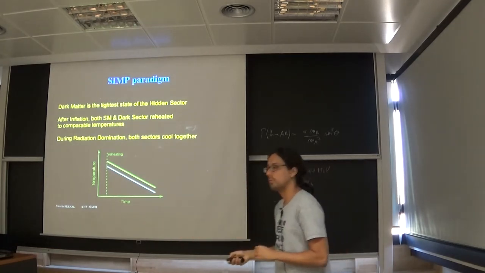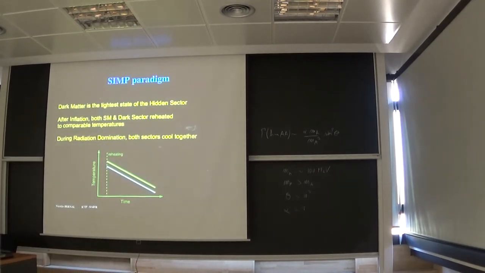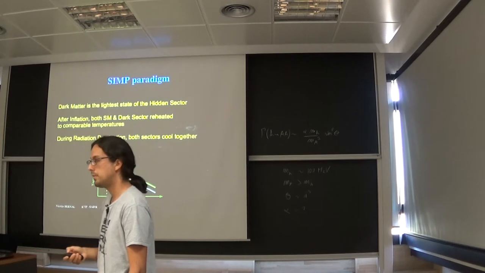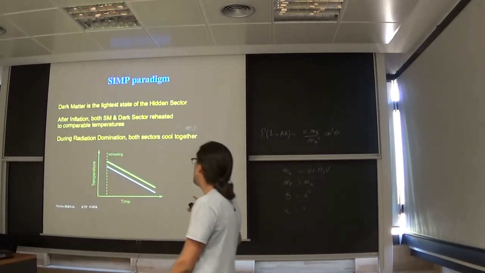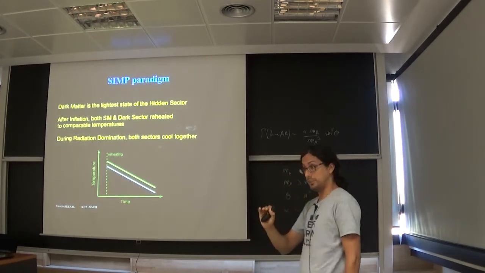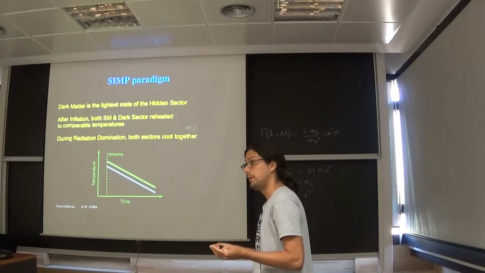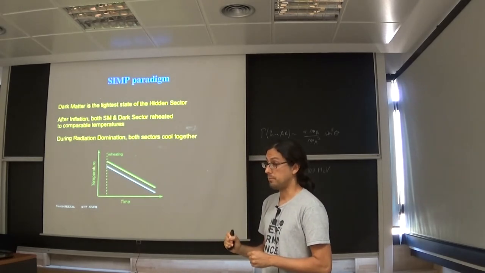But that is assuming that they have the same particle content in both sectors, right? Well, so how are they going to cool at the same rate? Okay, yes. Well, they could be exactly the same rate just because they are relativistic particles. And the temperatures evolve like 1 over the scale factor.